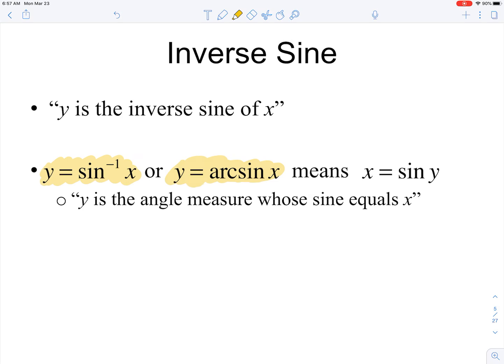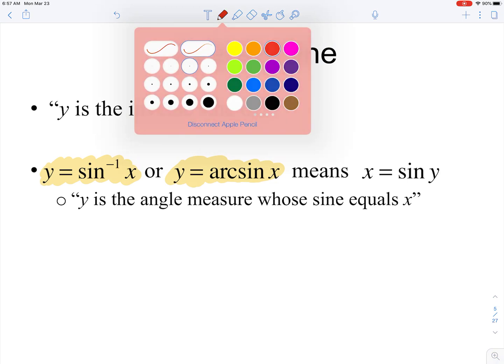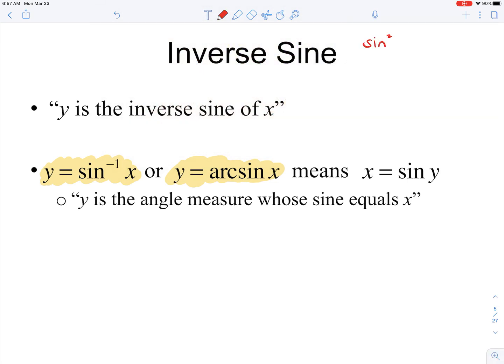Okay, so that first equation is not sine to the negative first power. I know that it can be confusing because we use the notation for sine squared, which is equal to sine raised to the second power, which is sine times sine. However, the notation here is not sine raised to the negative first power, or 1 over sine. It means inverse sine. So it's sometimes easier to use arc sine, but you should be familiar with both notations.